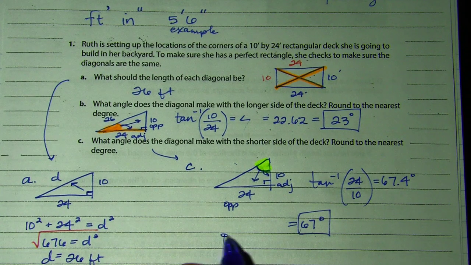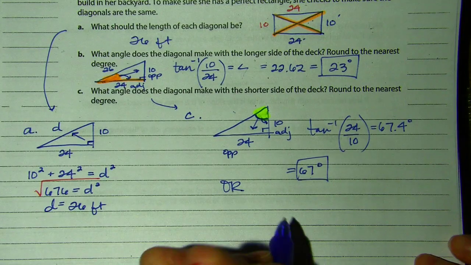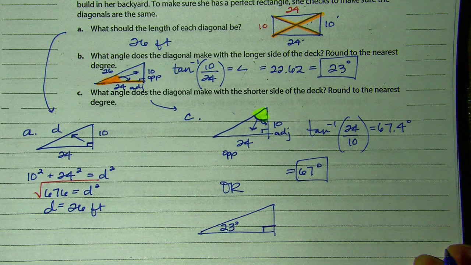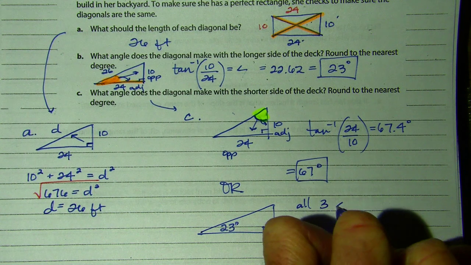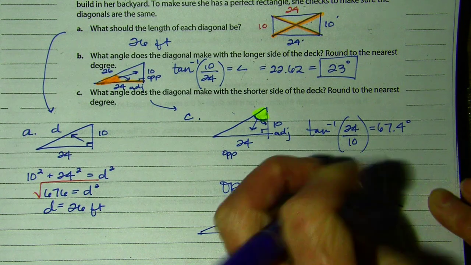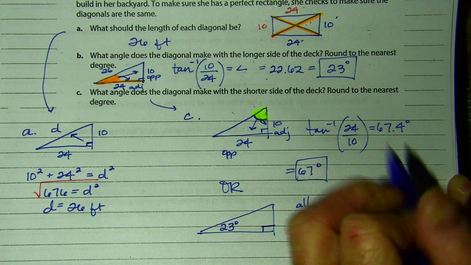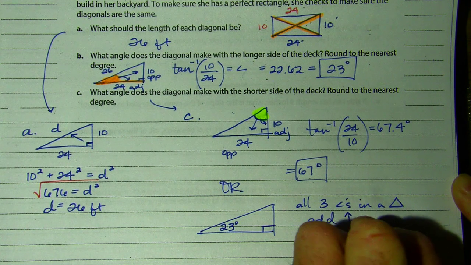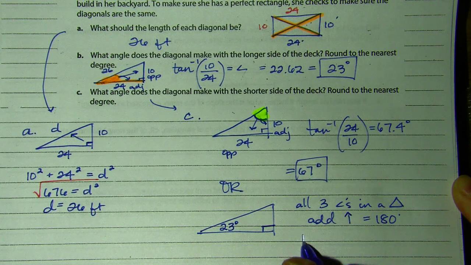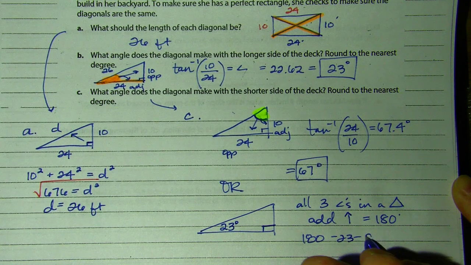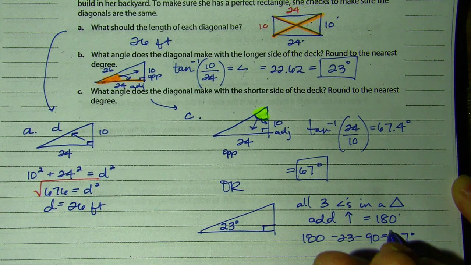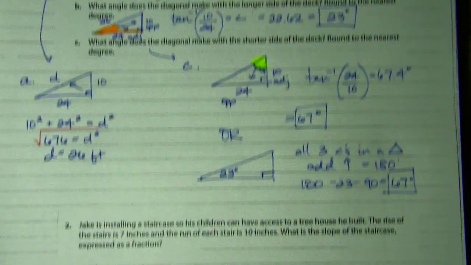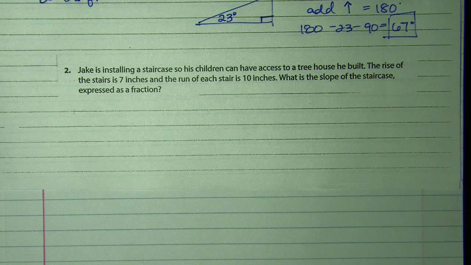Now that's one way to find it. An easier method would have been, we know this is 90, and we just found that this is 23 degrees, and all three angles in a triangle add up to equal 180 degrees. So 180 minus the 23 minus the 90 is 67 degrees. So that is another way you could have found that. So moving on, notice how much review this is of other math classes.